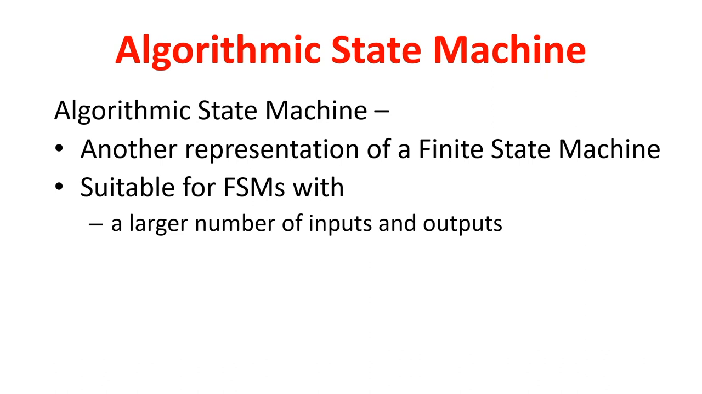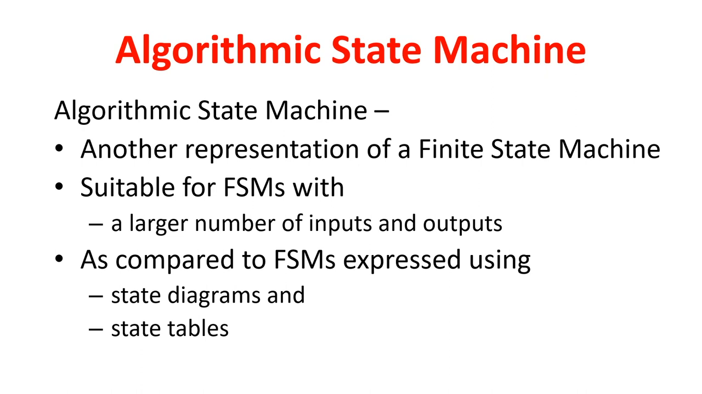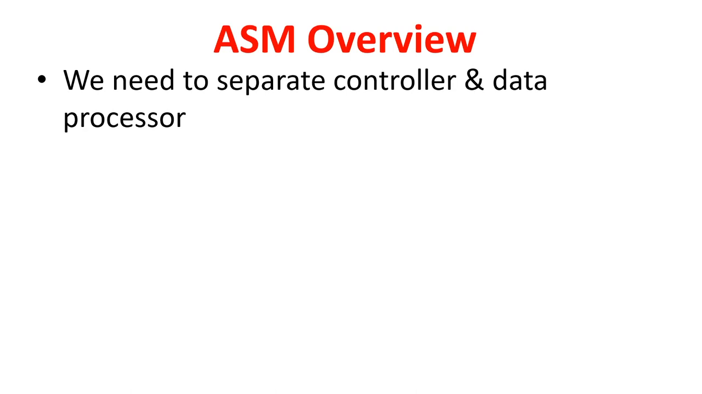separated from the actual FSM. Okay, so it is an FSM with data path, and it is suitable for FSMs with a larger number of inputs and outputs. As compared to FSM, which is expressed using a state diagram and state table, ASM is also similar, but we include one more thing: the FSM part and the data path are separated. The FSM we generally describe using ASM, and the data path is separated. So in this way, ASM is more powerful as compared to FSM.